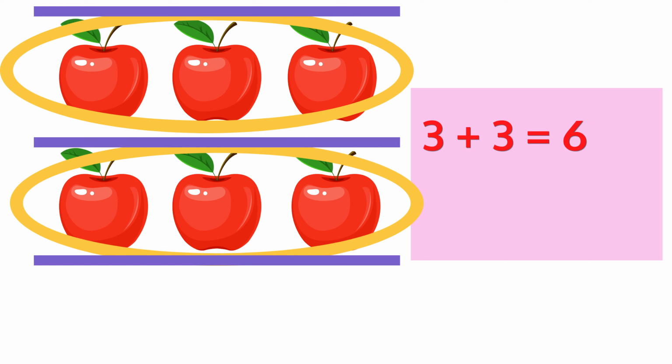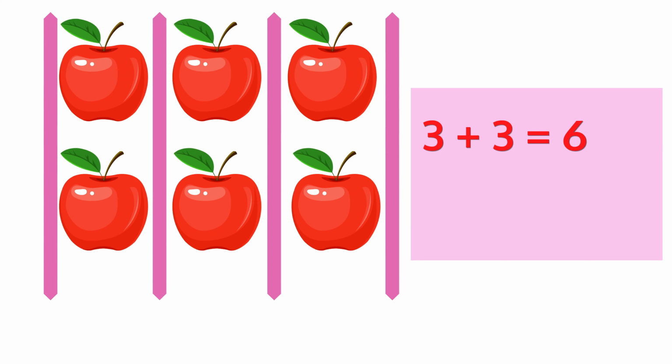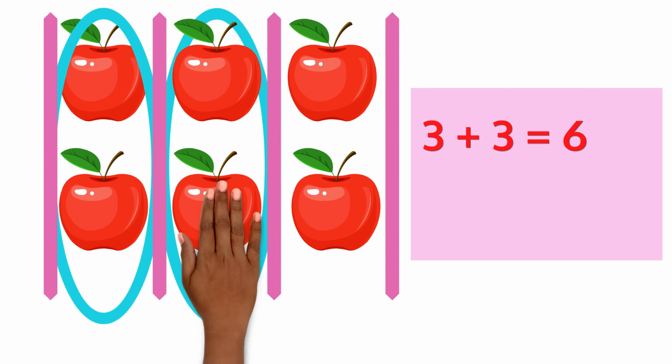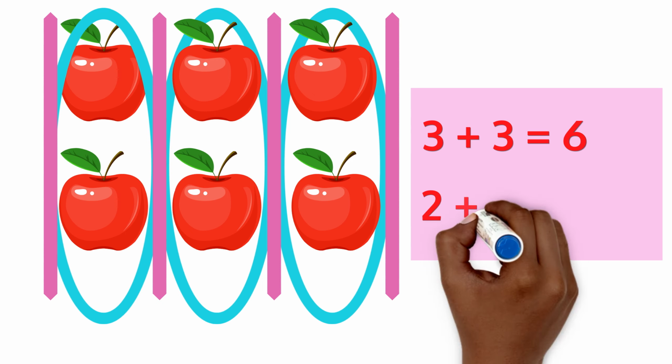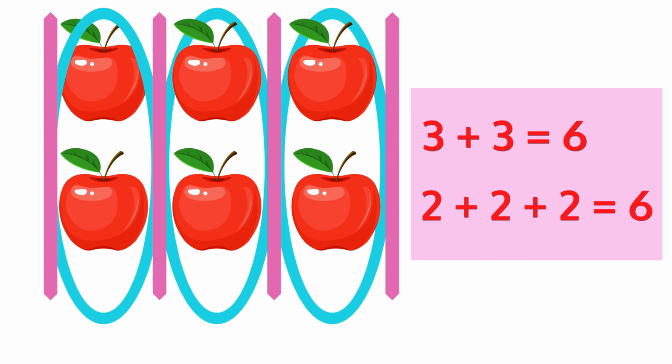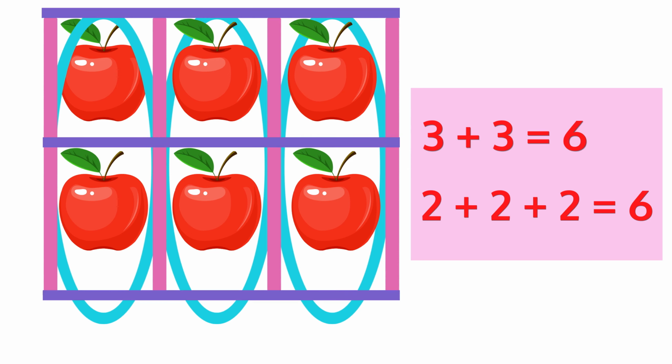Great job. We can also add with our columns. Can you tell me how many columns of apples you see? That's right, there are 3 columns of apples. And how many apples are in each column of apples? That's right, there are 2 apples in each column of apples. So if there are 2 apples in each of the 3 columns of apples, we can add 2 3 times and get our answer of 6 apples all together.